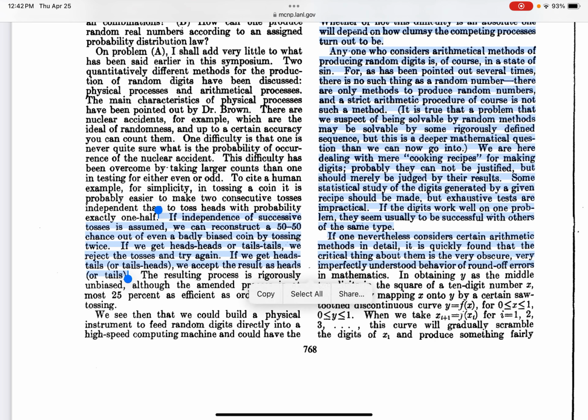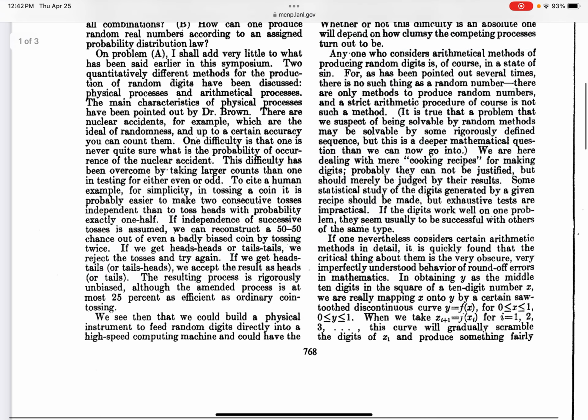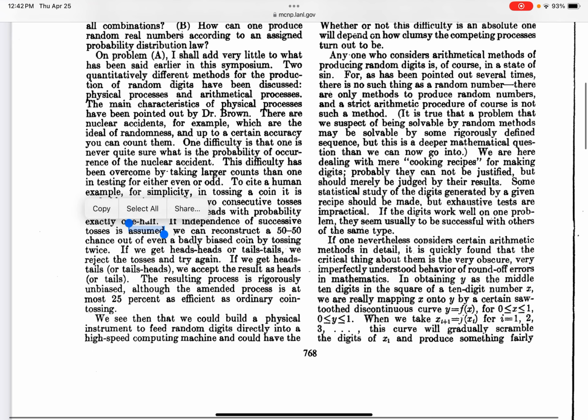It says, if independence of successive tosses is assumed, we can reconstruct a 50-50 chance out of even a badly biased coin by tossing twice. If we get heads, heads, or tails, tails, we reject the tosses and try again. If we get heads, tails, or tails, heads, we accept the result as heads or tails. And this process is now unbiased. So this is our answer. From that dot to the next one is our answer to how this is done.